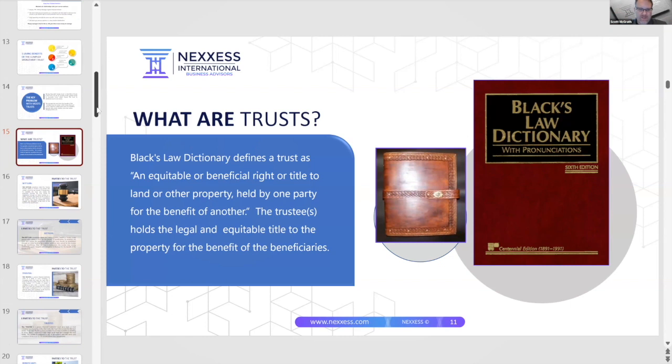So Black's Law Dictionary says it's an equitable or beneficial right or title to land or other property. It's held by one party, but it's for the benefit of another party. That's what a trust is. And so trustees hold the legal and equitable title to the property for the benefit of the beneficiaries. All right. So a trust doesn't own anything ever. It never owns anything. It only holds the asset. It doesn't own it. It just holds it.